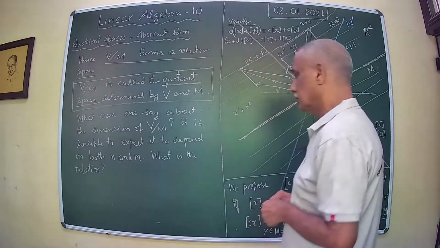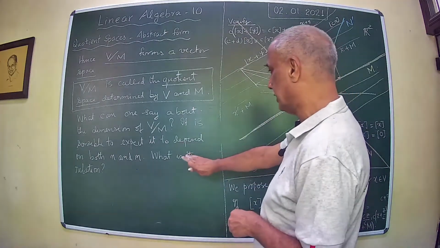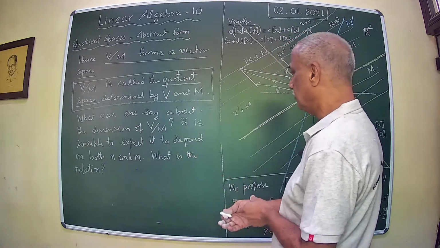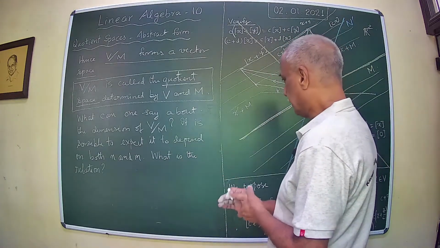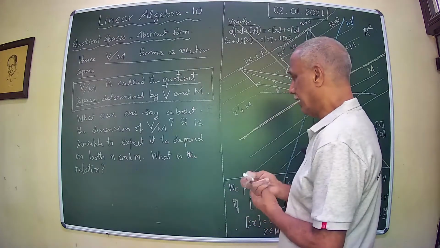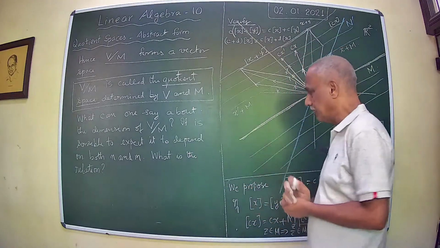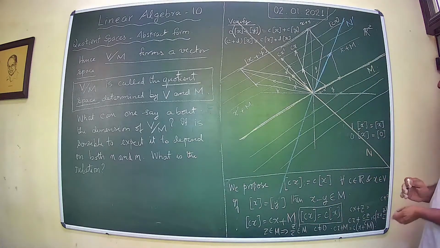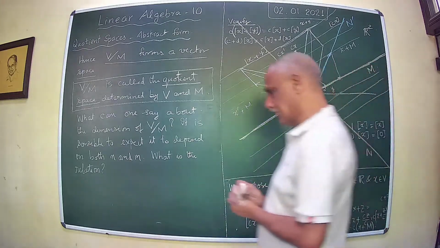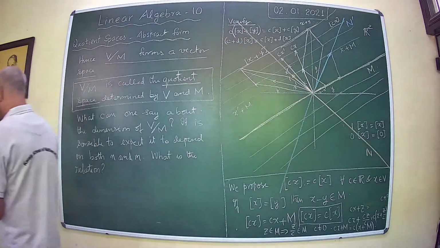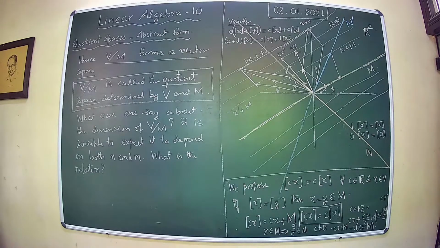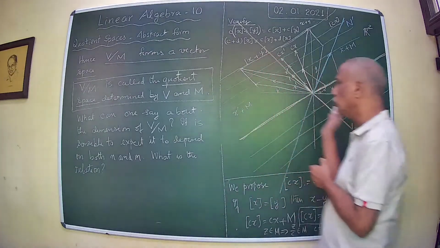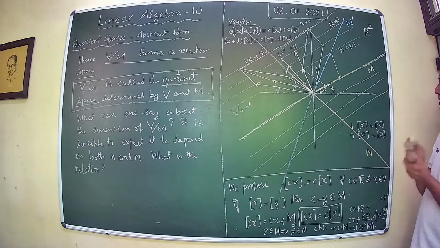Okay, so what we observe is this. Right, I asked this question: what can you say about V by M? Is it sensible to expect it to depend on both M and N? What is the relation? This is what we are exploring. What is the dimension of N or N prime? The dimension of N or N prime is equal to n minus m. So here it is 2 minus 1, which is equal to 1.